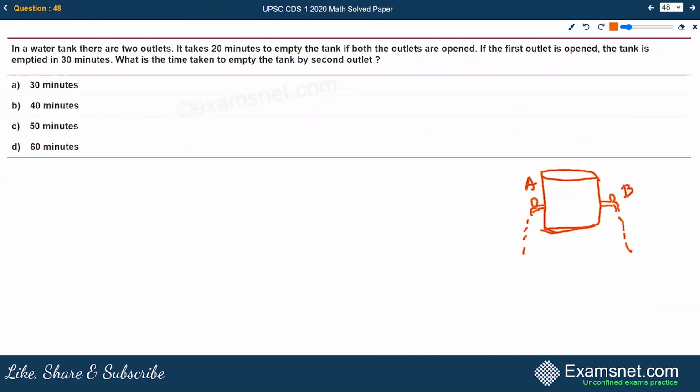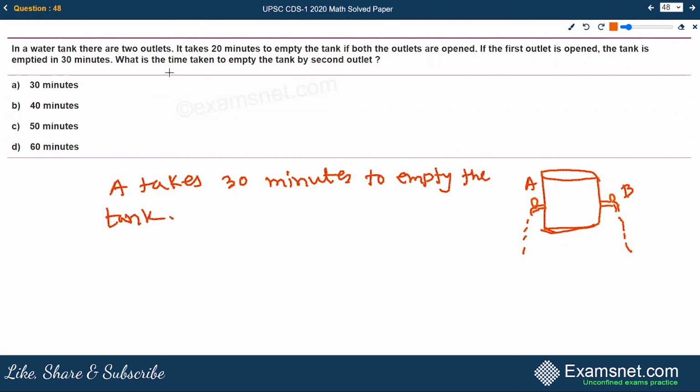In question number 48, it is given that in a water tank, there are 2 outlets. I have tried to draw a picture. This is the water tank and A and B are 2 outlets. It takes 20 minutes to empty the tank if both the outlets are opened. If the first outlet is opened, the tank is emptied in 30 minutes. So A takes 30 minutes to empty the tank, right? And what is the time taken to empty the tank by the second outlet?